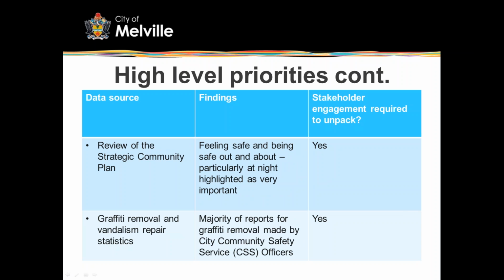In the review of our strategic community plan, feeling safe and being safe was very important. We needed to understand a little bit more about where people did feel safe and didn't feel safe to be able to identify priorities for our plan.